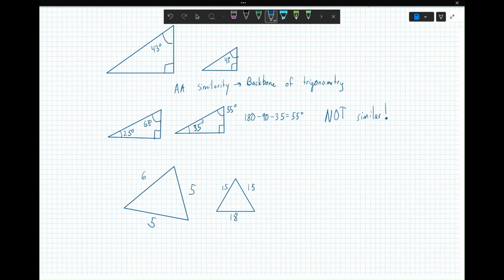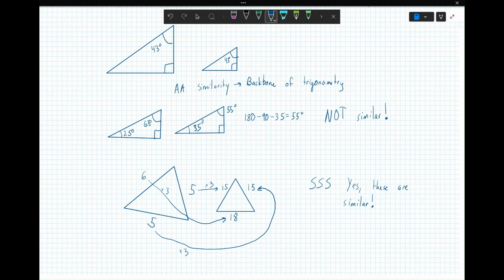Notice I could connect this 5 to this 15, this 5 to this 15, and this 6 to this 18 to match corresponding sides. So I have a way to match a scale factor between all the sides. And so, because it's a triangle, I can use SSS similarity and say, yes, these are similar. I don't need any more information.